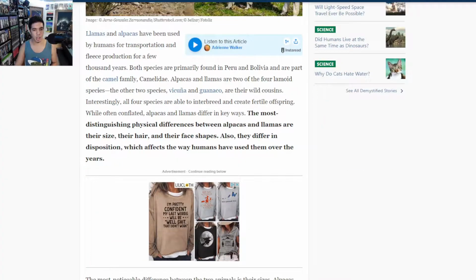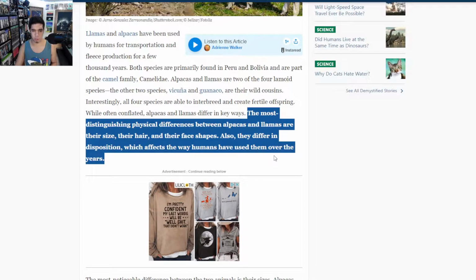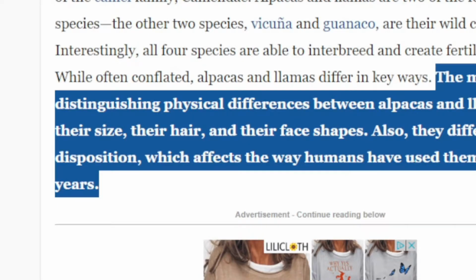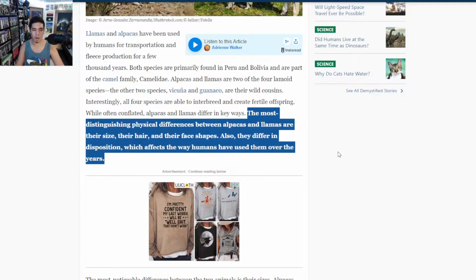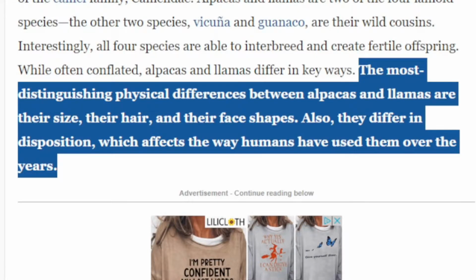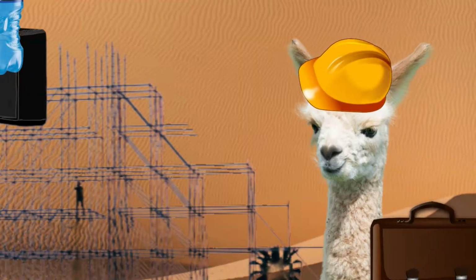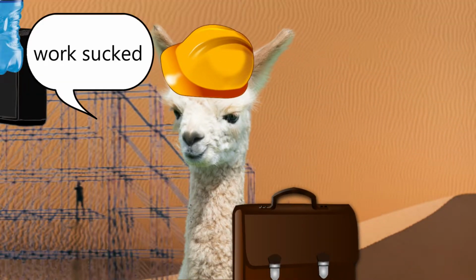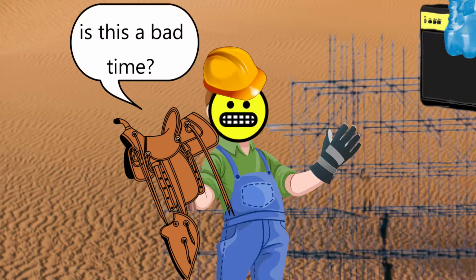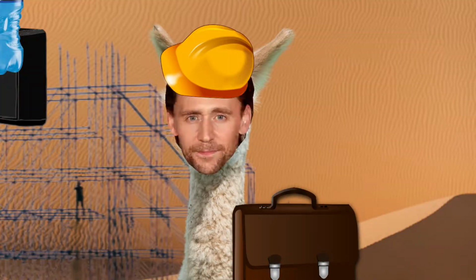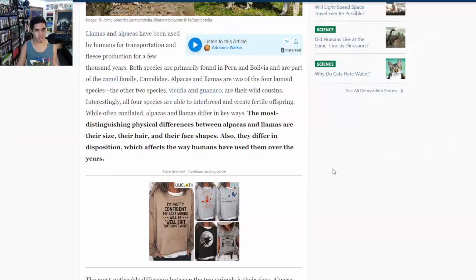Britannica says, the most distinguishing physical differences between alpacas and llamas are their size, their hair, and their face shapes. Also, they differ in disposition, which affects the way humans have used them over the years. No, duh. Listen, different dispositions indicate different moods. If a llama or alpaca is really disgruntled and doesn't want to work with you, you're not going to use him. Or if one of them was a little more amicable and, say, had the disposition of Tom Hiddleston, then yeah, it's going to affect the way you interact with them over the years. I just thought that was really interesting.